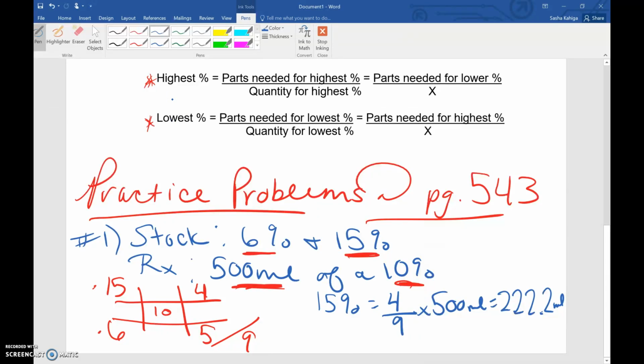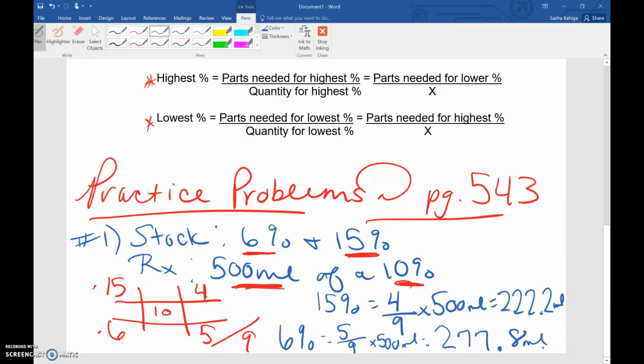All right, so same thing with the 6%. I'm running out of room here, but for the 6%, I'm going to take the parts needed, which is 5, over the total parts of 9, and I'm going to multiply it by 500 milliliters. So if you take 5 over 9 and multiply it by 500, I think you guys get what? 277.8. We're going to round it to the nearest 10th, so 277.8 milliliters.